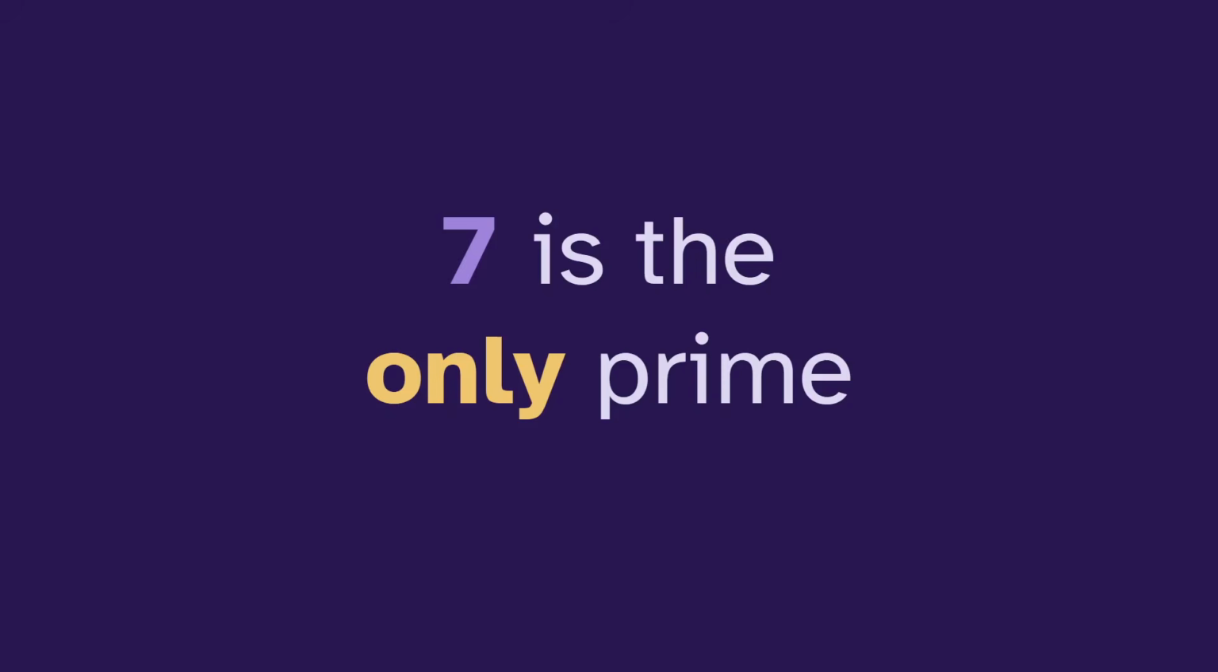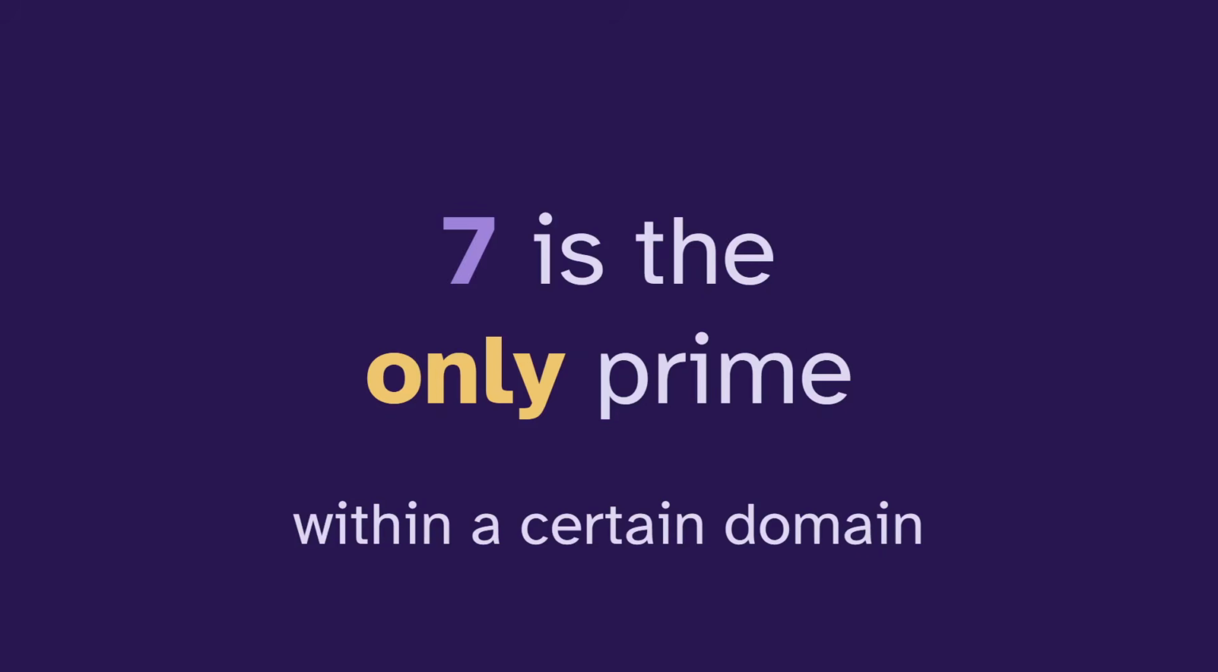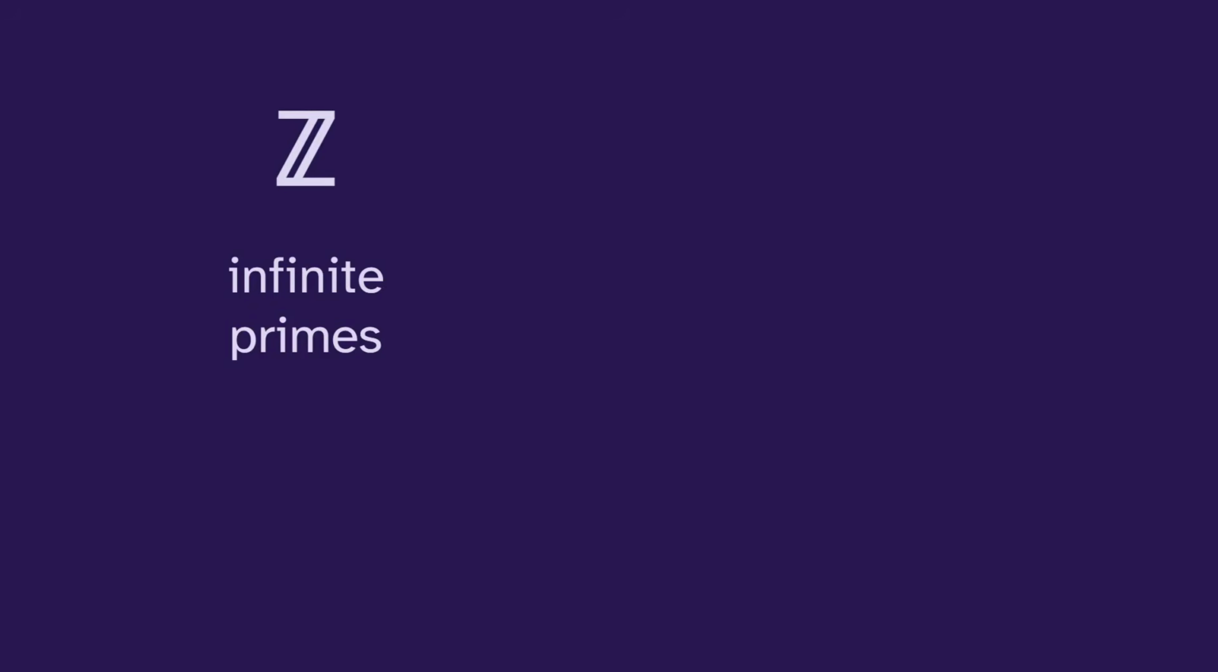7 is the only prime. Within a certain domain, the domain that we're using matters. It changes our perspective. In the integers, there are infinite primes. It's not just 7. But if we change our perspective to the real numbers, there are no primes.